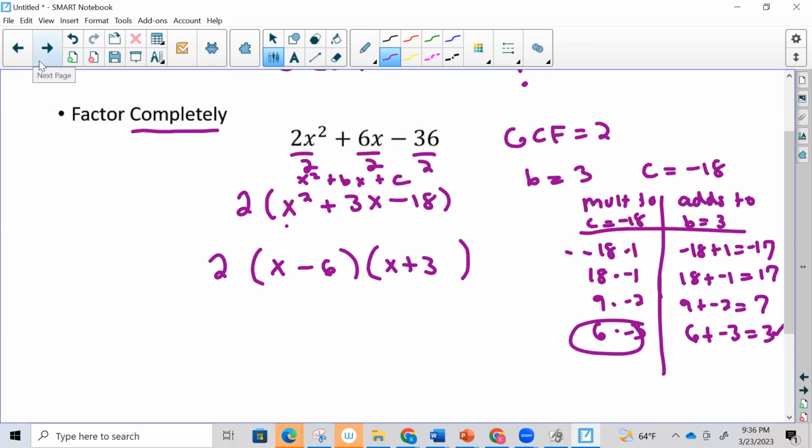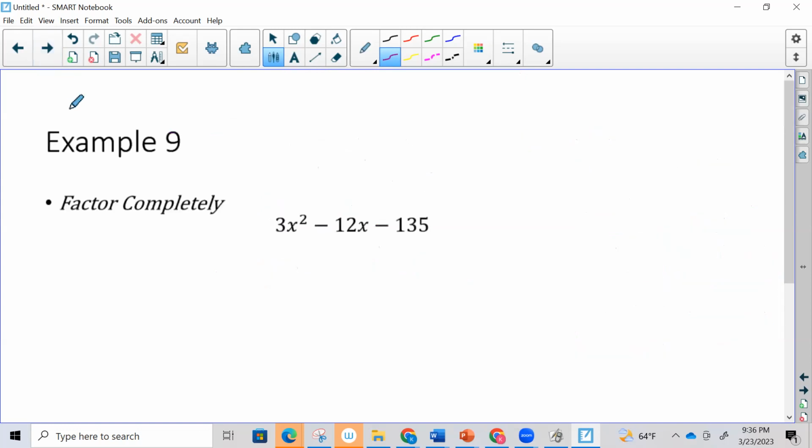And if it's not in our format, then you need to check and see if there's a GCF, because most likely if it's a trinomial, then there will be a GCF if it's not in the format that we want.